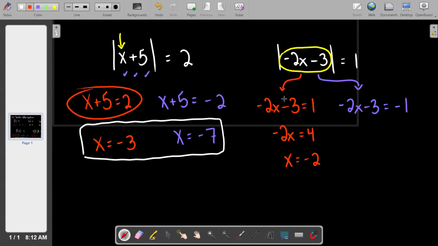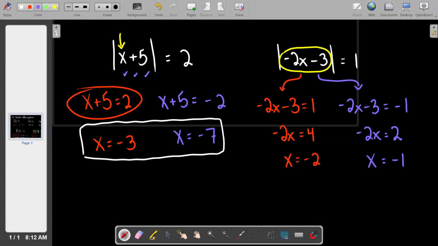How about the yellow equation? What would I do? Or the purple one, excuse me. What would I do first to solve it? Add 3, giving me -2x equals what? -1 plus 3 is 2. Divide both sides by -2. What does x equal? What is it? Yeah, -1.